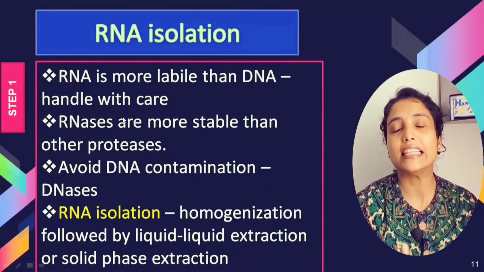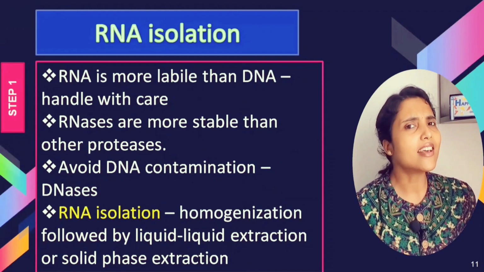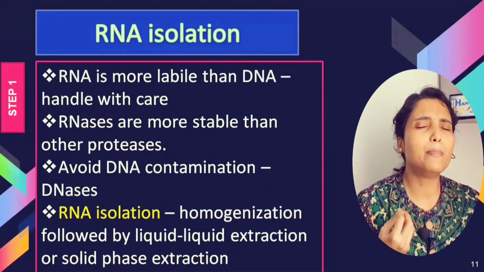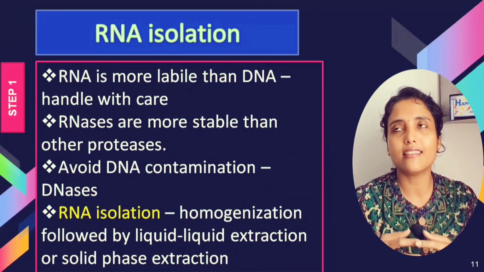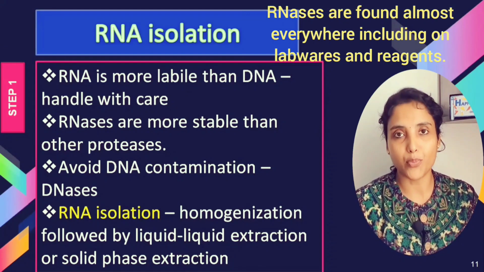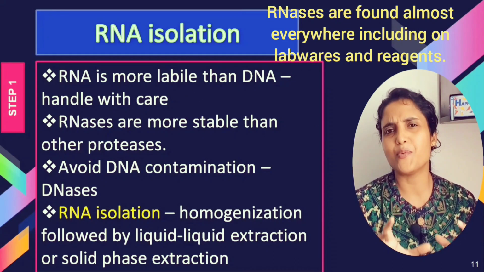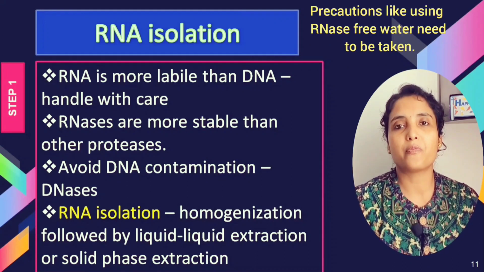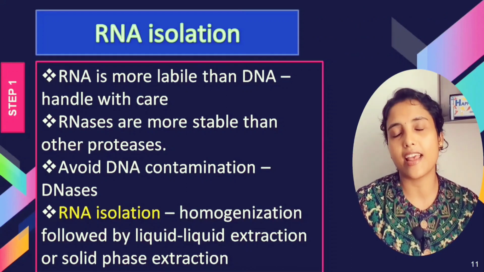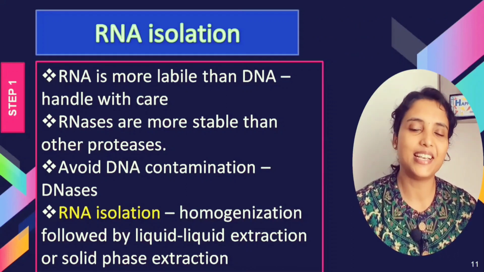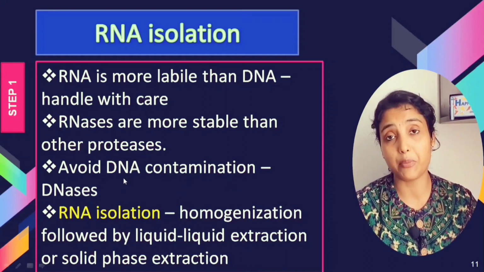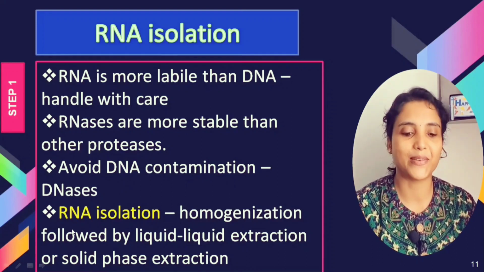While working with RNA, the thing that we need to keep in mind is that RNA is very labile. It's not as stable as DNA. So it's a bit difficult to work with RNA. It is easily degraded. Also, RNases are way more stable than other proteases. So the combination of both of these makes it very difficult to actually get pure isolated mRNA at hand. So total RNA isolation has to be done very carefully. Please do keep that in mind. Also, to avoid DNA contamination, you can add DNases to remove any traces of DNA present in the sample.